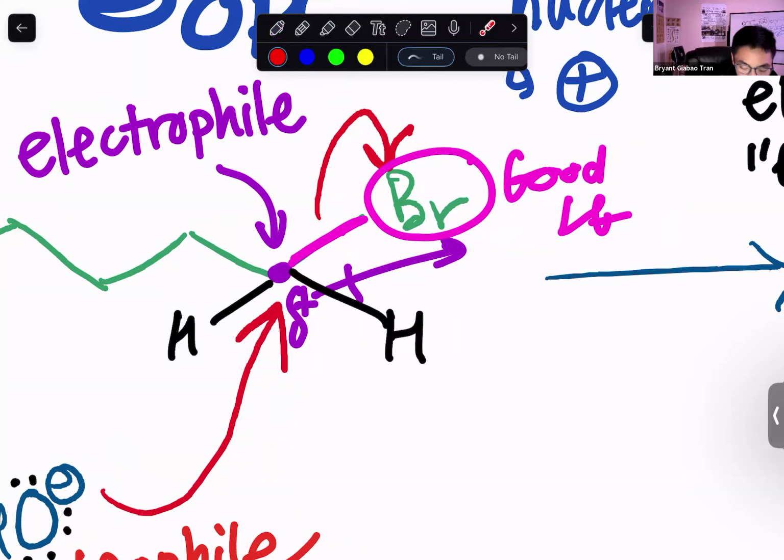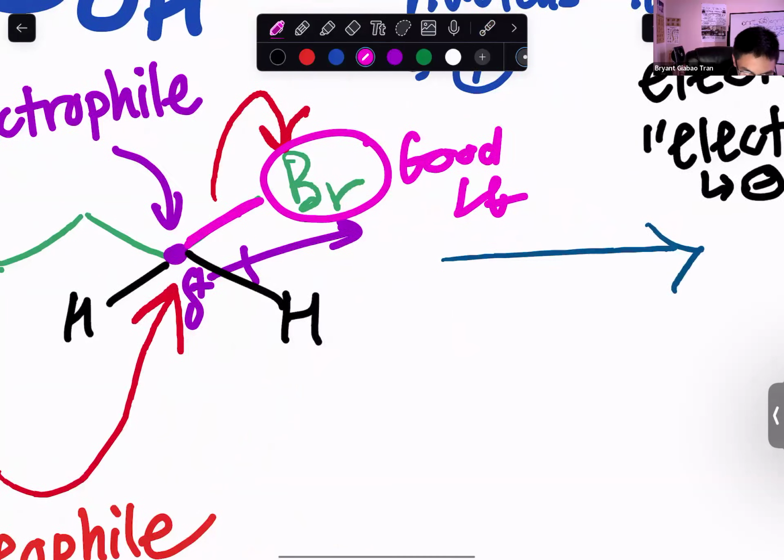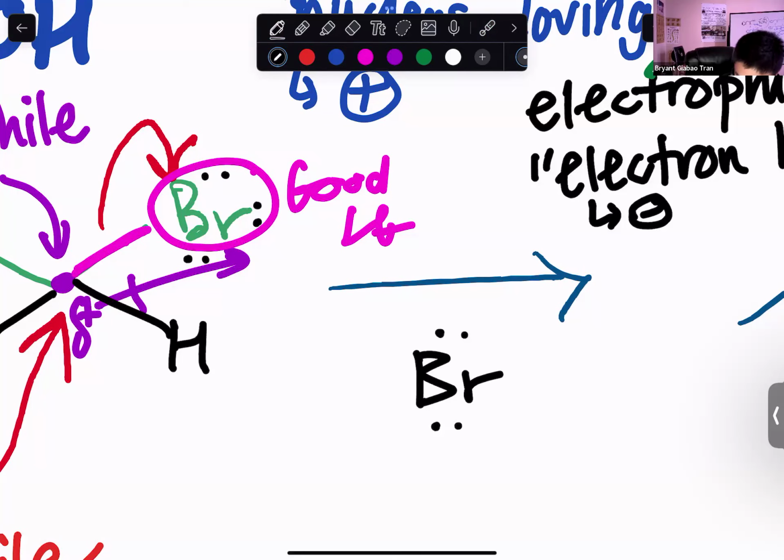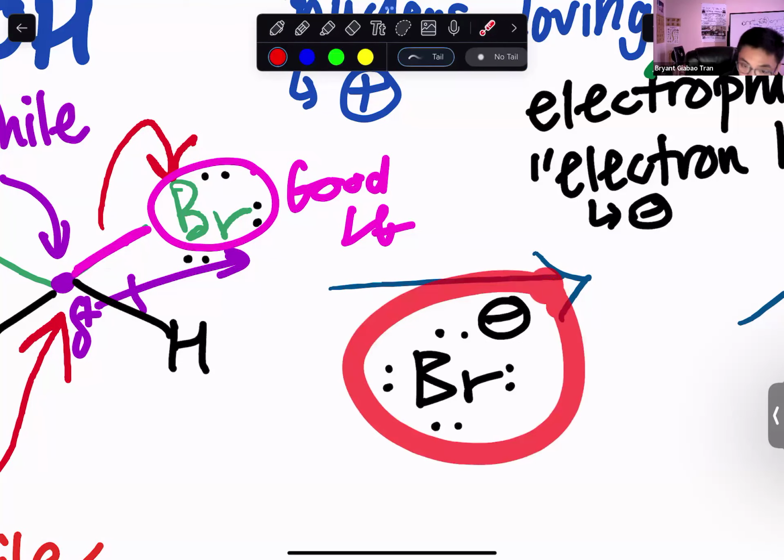And the reason why they are good leaving groups is when they leave with that pair of electrons from the bond, right? When they leave with those electrons, they could stabilize those electrons. So before, this bromine has 3 pairs of electrons, 1, 2, 3 pairs. But when it leaves with an extra pair of electrons from this bond that leaves with it, that would make this bromine a negative charge. This bromine with a negative charge here is a good leaving group because it could hold that negative charge well, since that bromine is electronegative, right? That high electronegativity of the bromine allows bromine to hold that negative charge well.